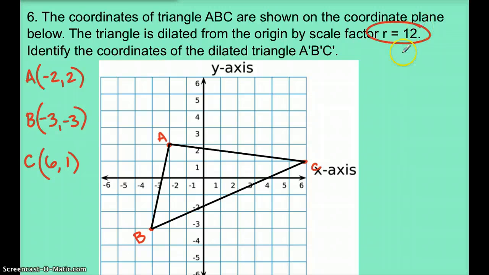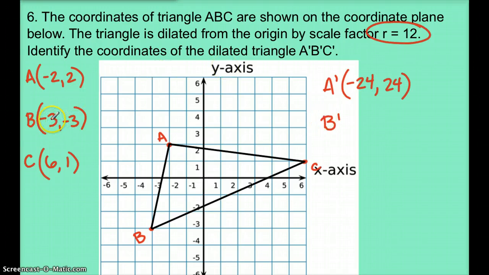Now, since my scale factor is 12, all I'm going to do is just multiply every single one of these numbers by 12, and I'll have my new coordinates. So for A prime, -2 times 12 is -24. 2 times 12 is a positive 24.